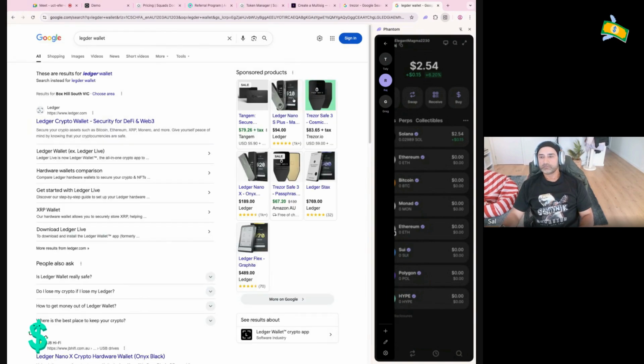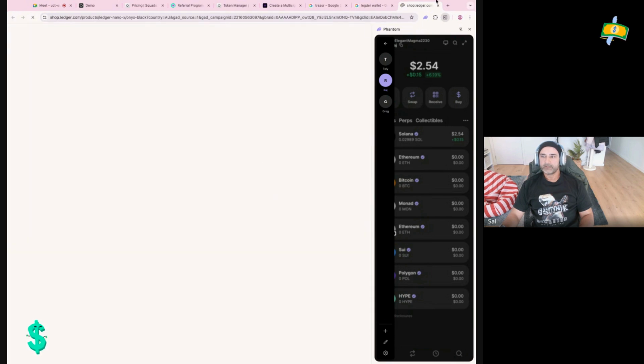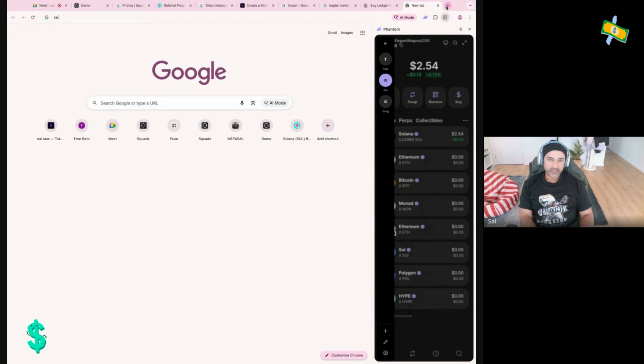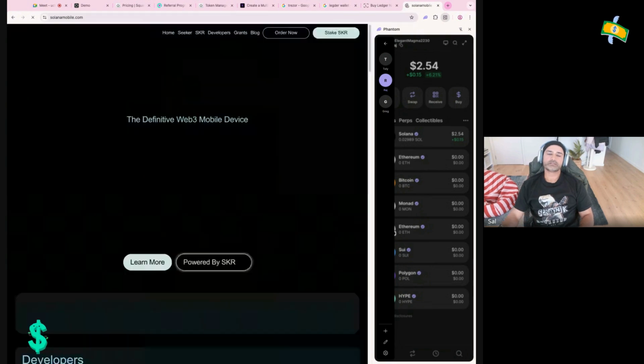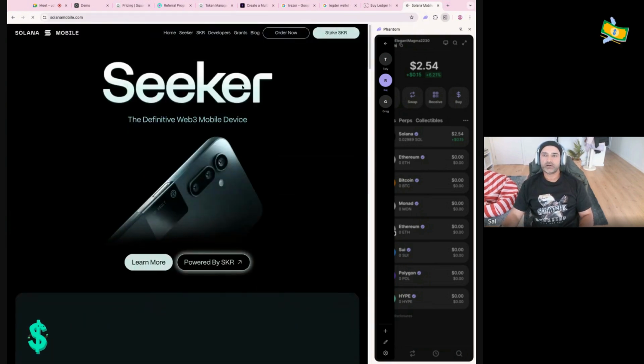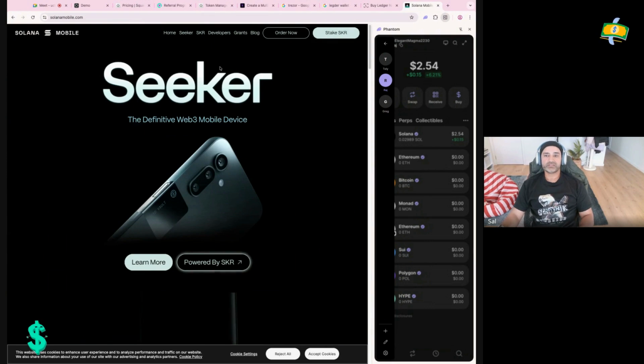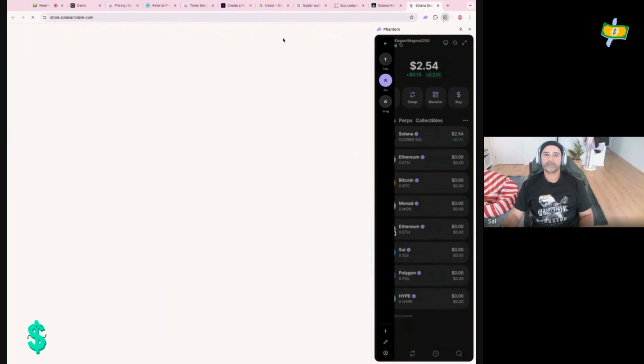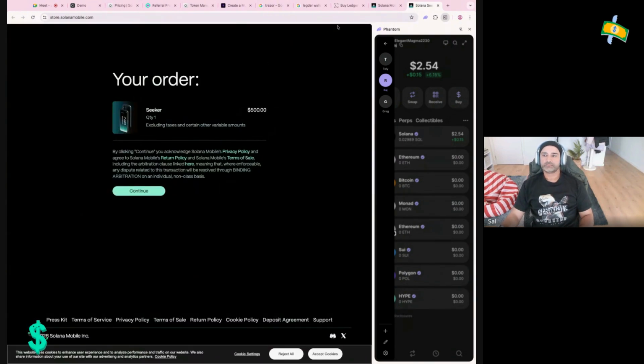I've got this one, yep. And the third one was the Seeker Mobile. You can actually use that as a hardware wallet as well, because it's got a seed phrase and enclave, right? And that's only $500, I think, at the moment, or might be even cheaper. Yeah, $500. Cool.